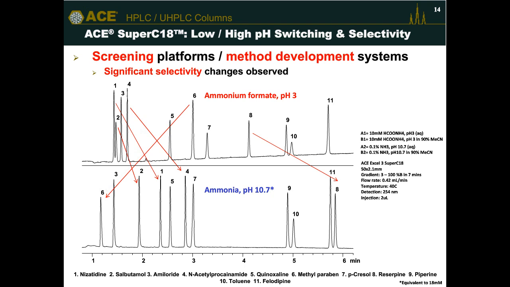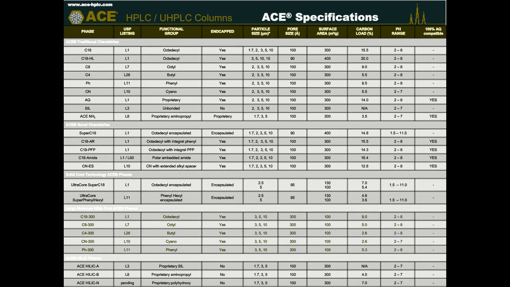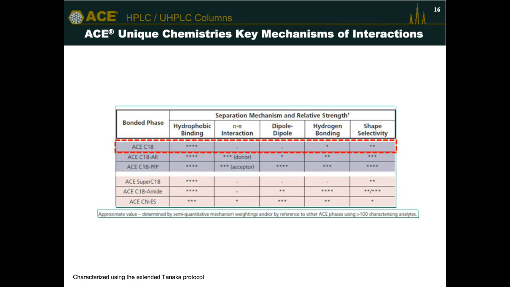Our ionizable compounds, acids and bases, when they gain and lose protons, their retention changes significantly in reverse phase chromatography. When they're charged, they're polar, they elute more quickly. When they're uncharged or neutral or ion suppressed, they retain more in reverse phase. So pH can be a method for also changing the selectivity of your separations. This is just a specification sheet if anybody's interested in the finer details of the different columns that I've talked about. So, what does this mean for method development?